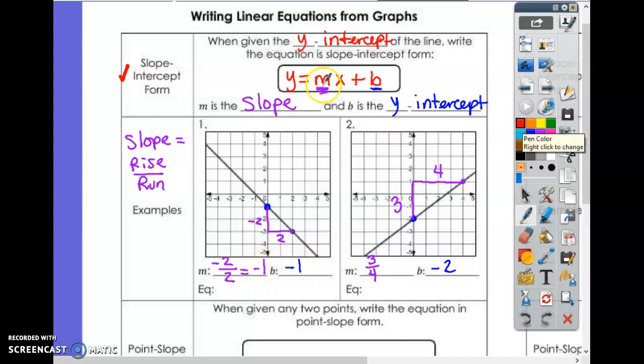Okay, so once you have the m and the b for both of them, you can write the equation just like this. M goes in front of the x, b goes by itself. So for this one, it would be y equals, what's my m? -1 x. What's my b? -1, so it's -1. That's my equation. Okay? If I put this in decimals, it's going to look like this right here.